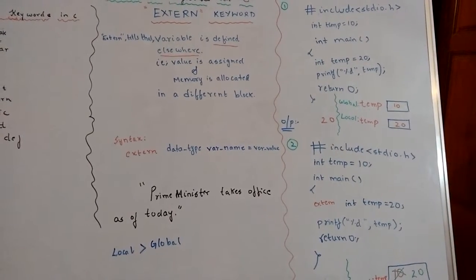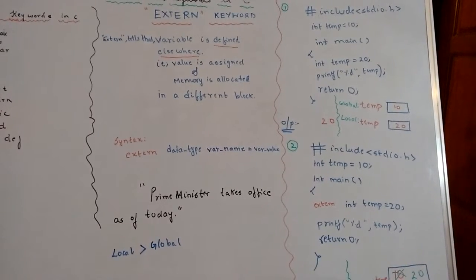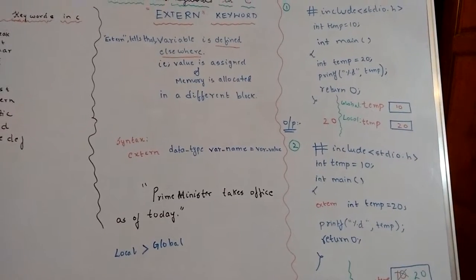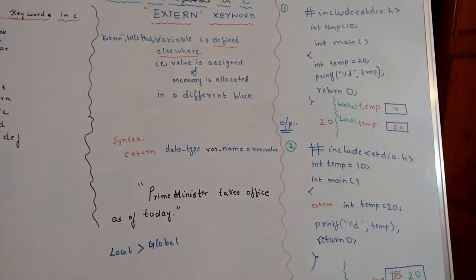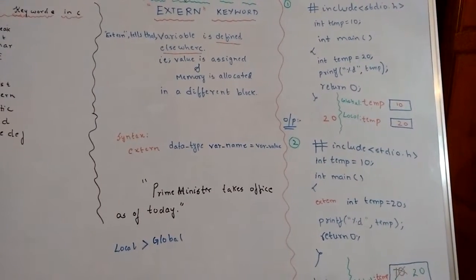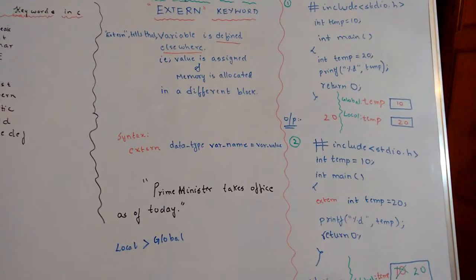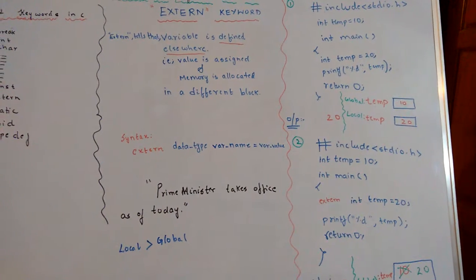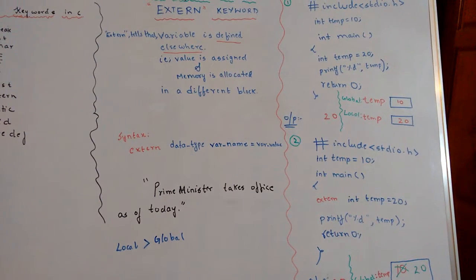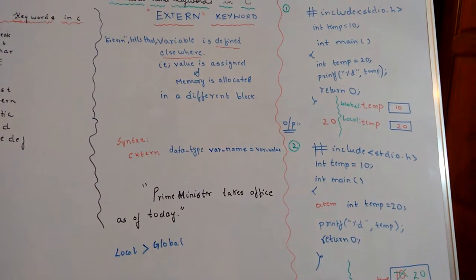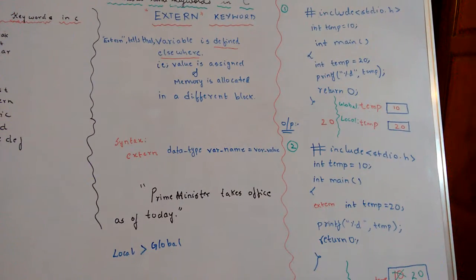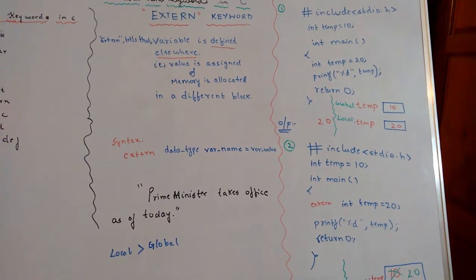Then I have a printf statement in which I am trying to print the variable temp. Some of you may be confused as to which variable would be printed, whether the local variable or the global variable. Please remember that when there's a conflict between local and global variables, the local variable always wins. In other words, it would print 20.